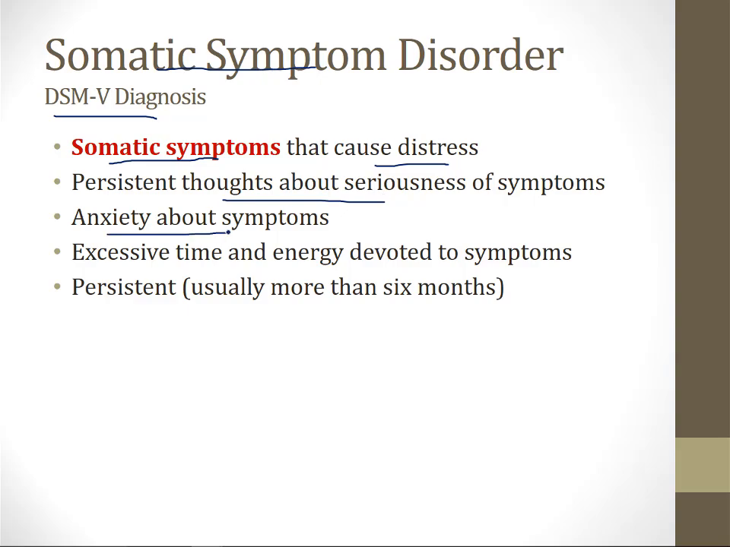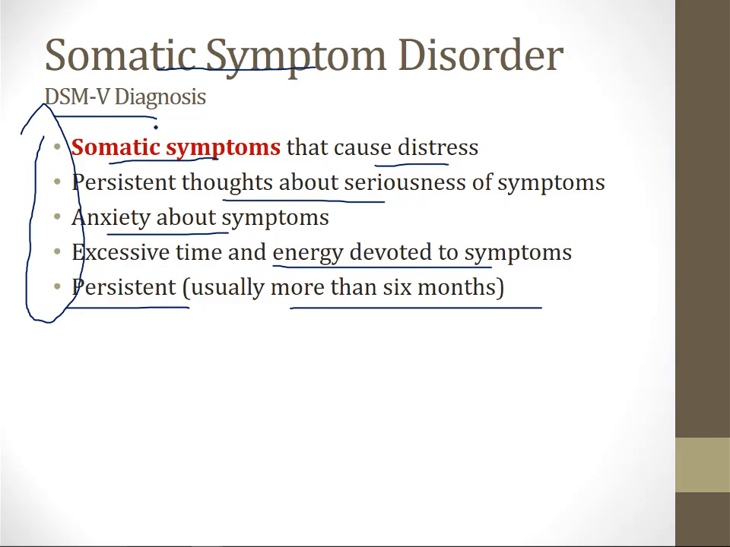This can cause them anxiety, and they spend an excessive amount of time and energy devoted to management of their symptoms and worrying about their symptoms. And in addition, it has to be persistent, and the definition of persistent is usually more than 6 months. So a patient that meets all these criteria meets the DSM-5 diagnostic criteria for a somatic symptom disorder.